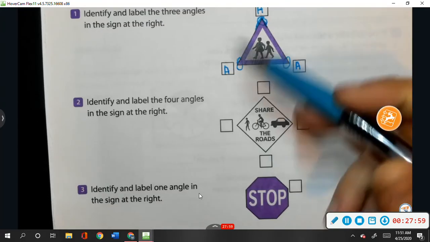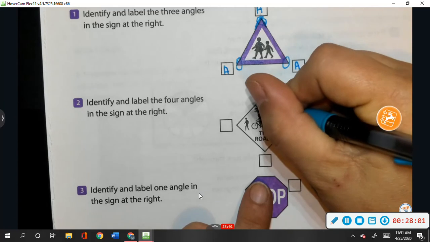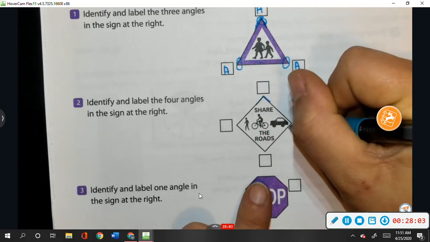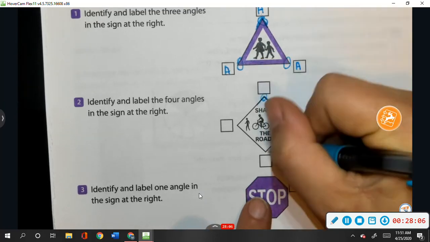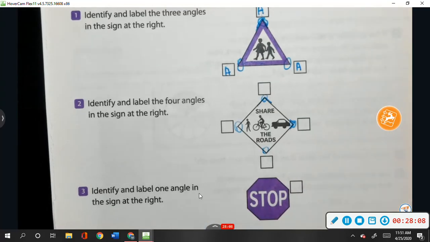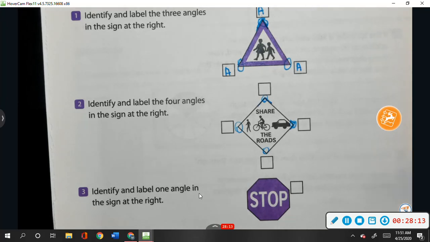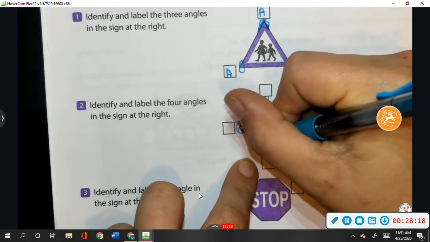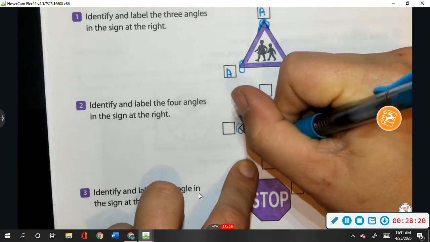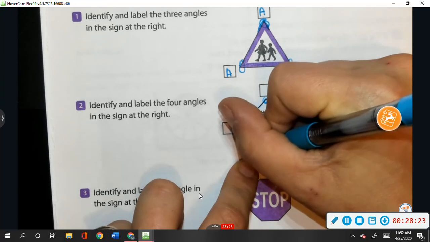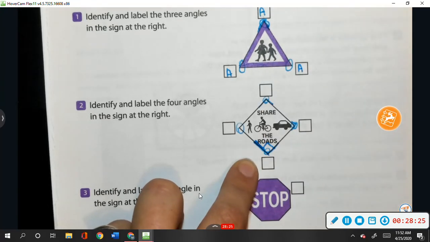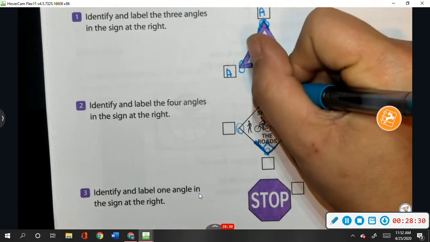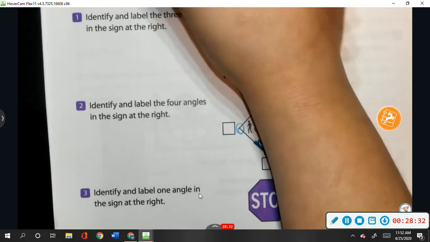Number 2, looking at these angles right here. This one, this one, this one, and this one. What kind of angles do those make? If you look, this looks like a perfect L, doesn't it? And I can make a perfectly square corner coming out of that angle. So these are going to be right angles. They are 90 degrees. Right angles.